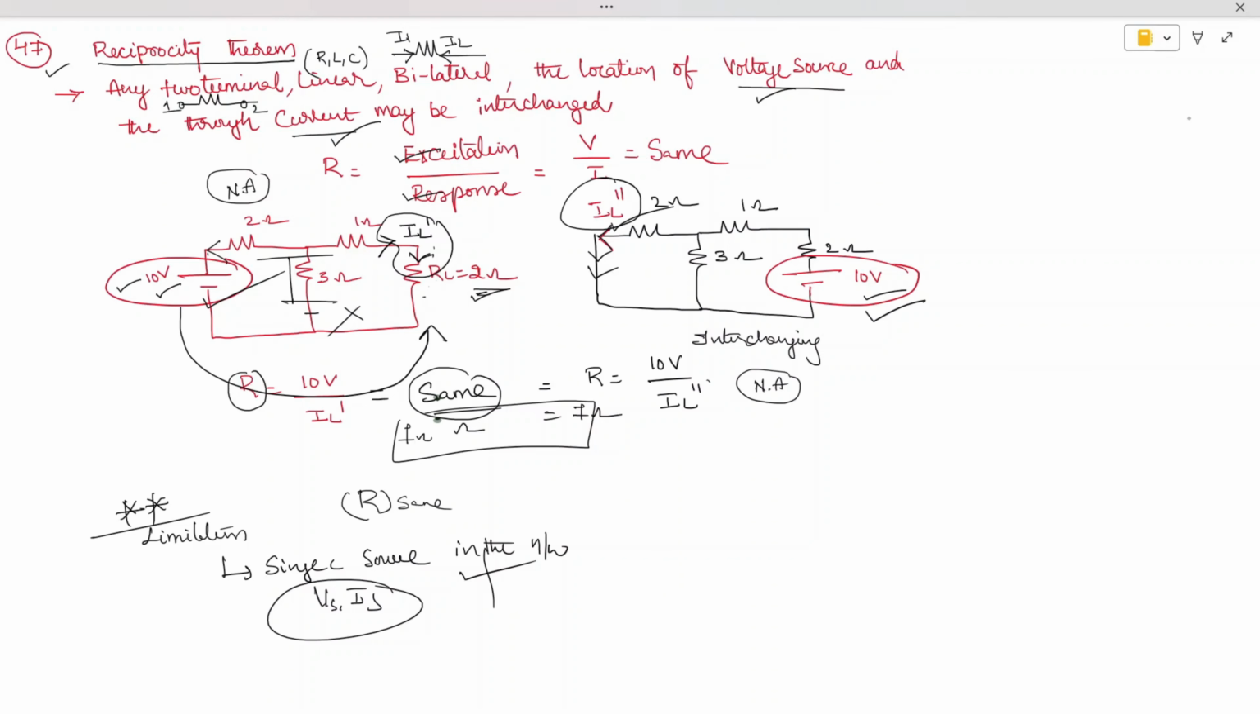So this is the concept of reciprocity theorem, and it is valid only when we have a single source in the network. The name itself says reciprocal. If we reciprocate the voltage and through current, the resistance offered remains the same. The name itself means reciprocating or interchanging the voltage and through current, the resistance offered by the network remains the same. This theorem is called the reciprocity theorem. Hope you are able to understand. We'll try to do the same problem in the upcoming session.